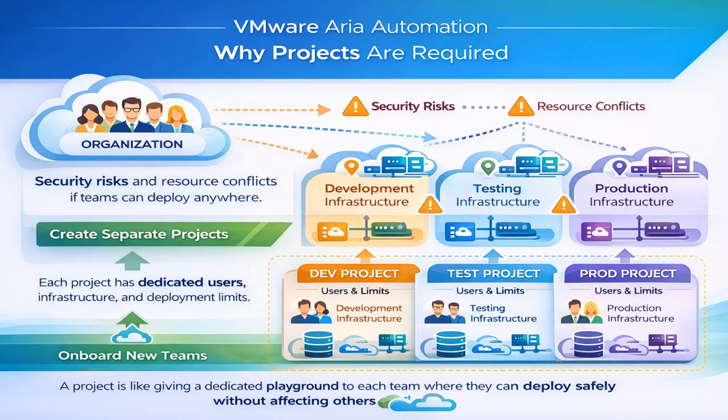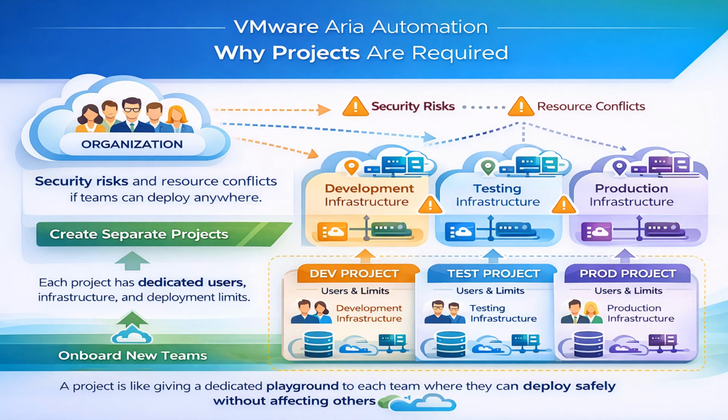To avoid this, we create separate projects in production support. One project for the development team, one project for the testing team, one project for the production team. Each project gets its own users, infrastructure mapping, and deployment limits. Whenever a new team joins the organization, the cloud administrator, that is the VCF administrator, creates a new project for them. This process is called onboarding a team into the cloud platform.